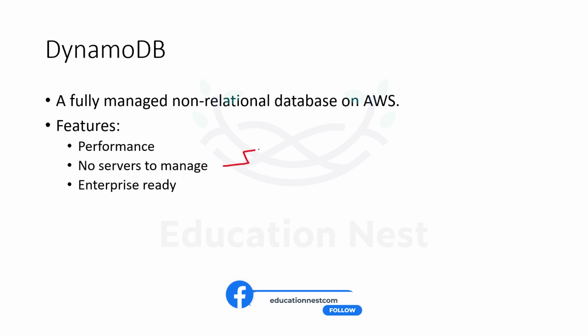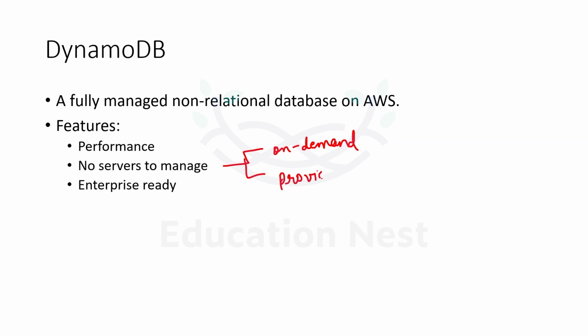Here also we have two options. We have the option of on-demand DynamoDB, and we have something called provisioned. If you go with the provisioned configuration, you have to tell how many read capacity units and how many write capacity units you want. If you go with on-demand, it will automatically scale up and down. And this is enterprise ready, so it can be used in production workloads as well.